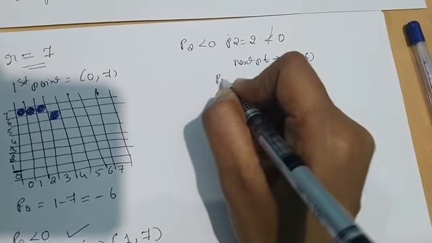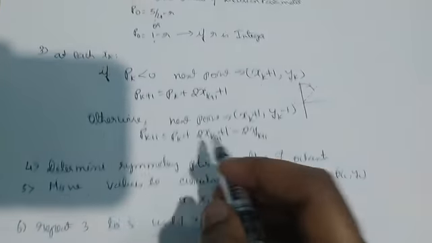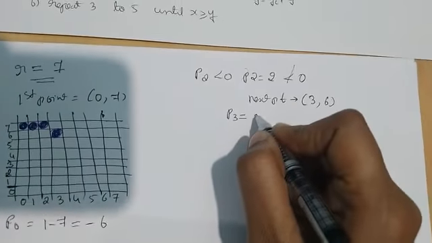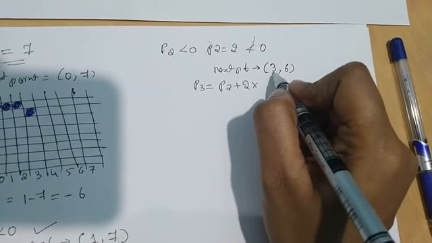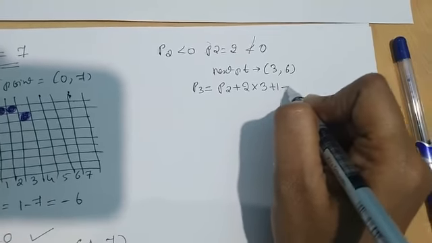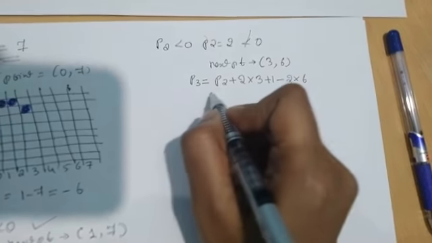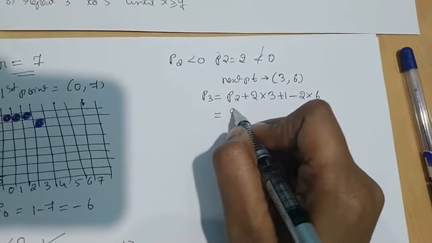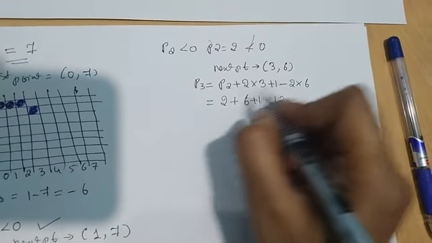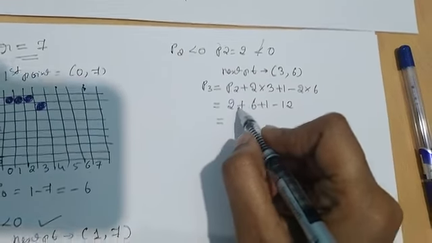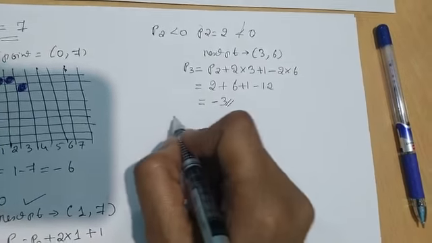Next, calculate P3. P2 was not less than 0, so you're supposed to go for the second case. So P3 equal to P2 plus 2 into latest value of x, 3, plus 1 minus 2 into latest value of y, which is equal to 6. P2 is equal to 2, then plus 6 plus 1 minus 12. So 8 plus 1, 9. 9 minus 12 is minus 3. P3 equal to minus 3.